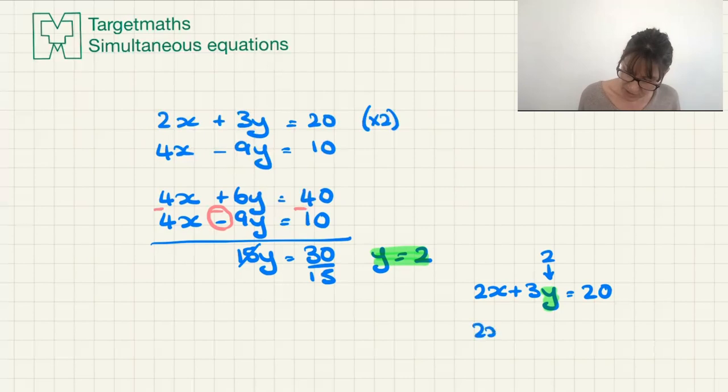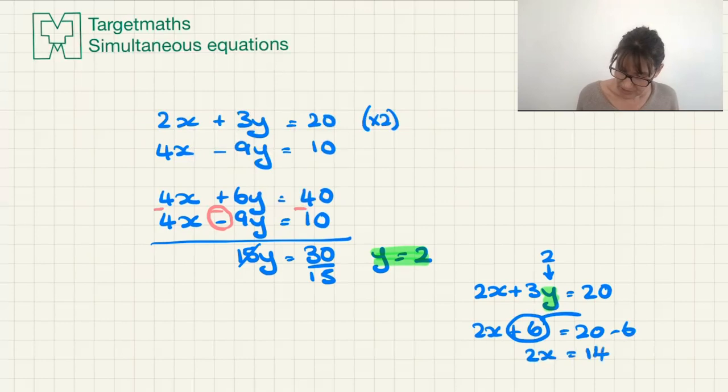So that will give me 2x plus 3 times 2, 6, equaling 20. And now I will hop to get that x on its own. Divide 3 by 2, and now my x is equal to 7. So y is equal to 2, x is equal to 7.